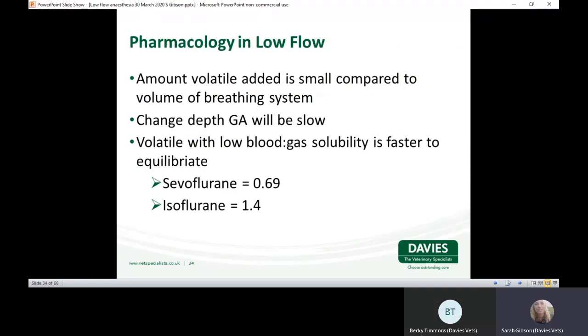So in low flow, the amount of volatile added to the breathing system is small compared to the overall volume of the breathing system. So any change in depth of anaesthesia will be slow, and we can speed this up by increasing the fresh gas flow rates temporarily and increasing the vaporiser dial setting. Sevoflurane is particularly suited for low flow because of its low blood gas solubility, so its coefficient is 0.69 compared to isoflurane, which is 1.4.